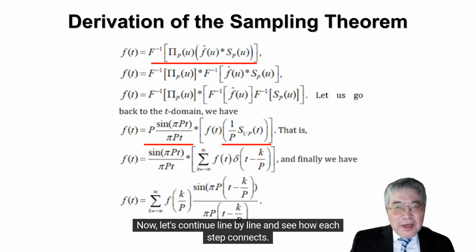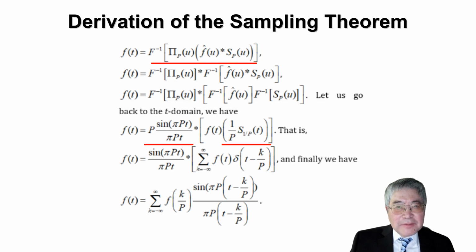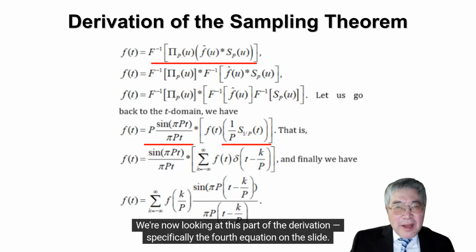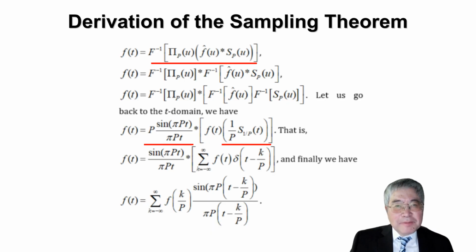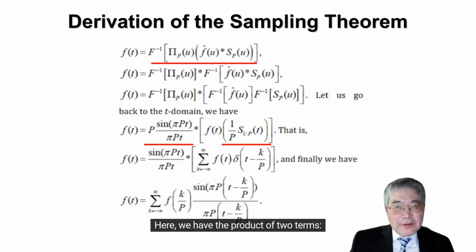Now let's continue line by line and see how each step connects. We're now looking at this part of the derivation, specifically the fourth equation on the slide. Here, we have the product of two terms, a sinc function written as sine of pi pt over pi pt, and the convolution with another function in square brackets.